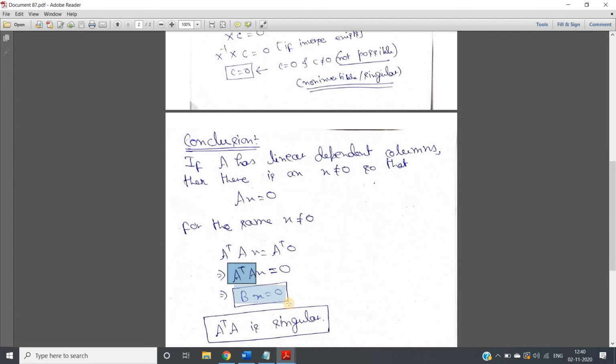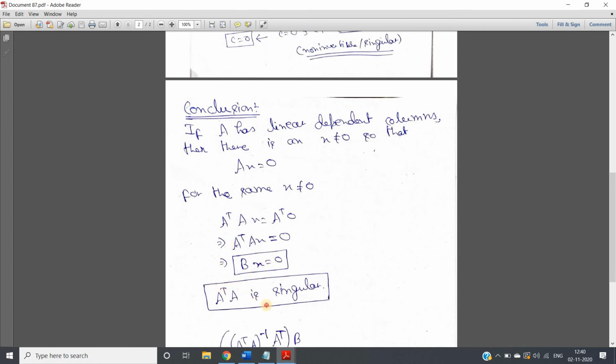So we are getting Bx equals 0. Now see, Bx equals 0 where X is non-zero. We have seen here X is non-zero. So what can we conclude? Bx equals 0, X is non-zero. That means some columns of the B matrix are linearly dependent, and linearly dependent means the inverse does not exist, and here B is nothing but A transpose A. So the conclusion is that A transpose A is also going to be a singular matrix, or non-invertible matrix.